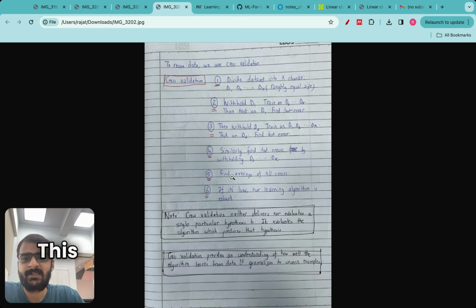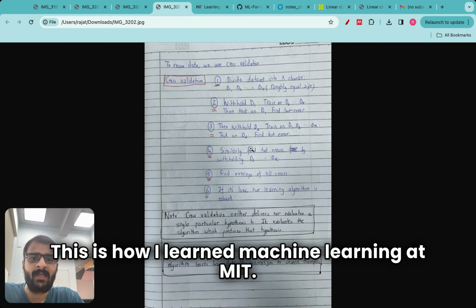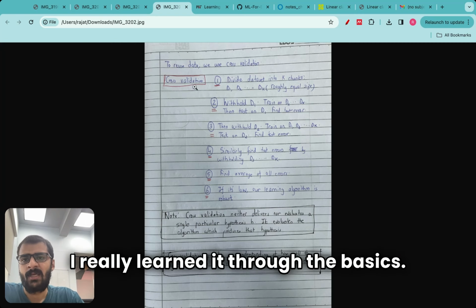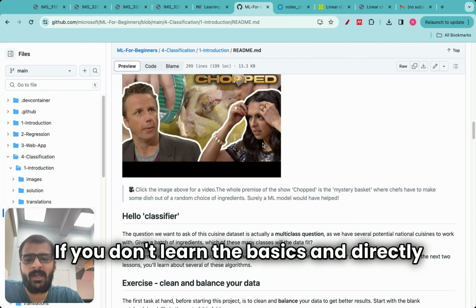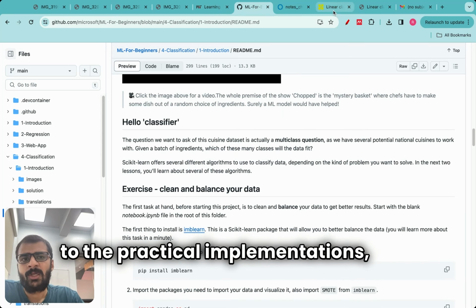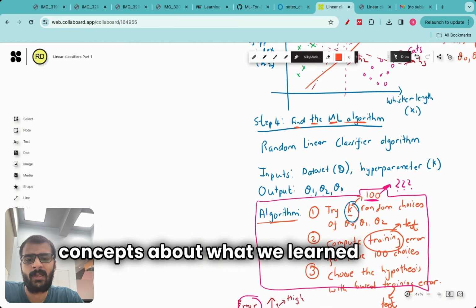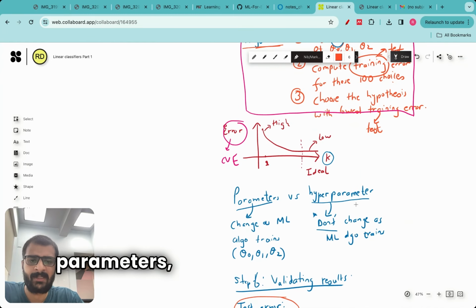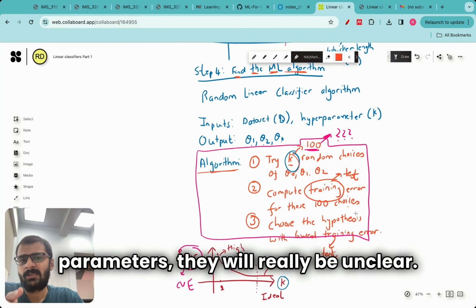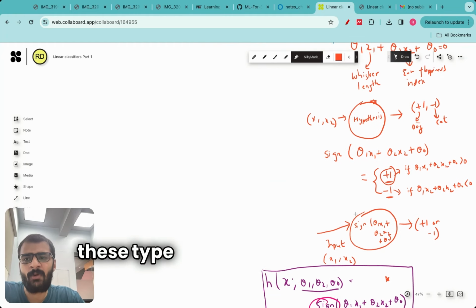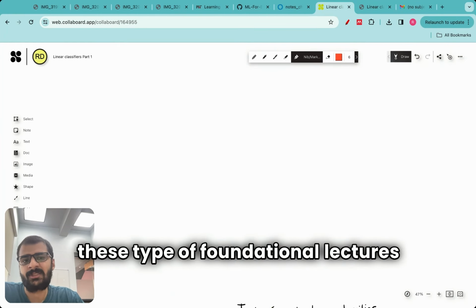This is how I learned machine learning at MIT. I really learned it through the basics. If you don't learn the basics and directly go to the practical implementations, your concepts about validation, your concepts about what we learned about parameters versus hyperparameters, they will really be unclear. That's why it's important to go through these type of foundational lectures initially.